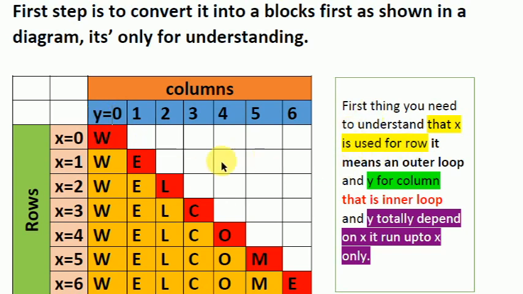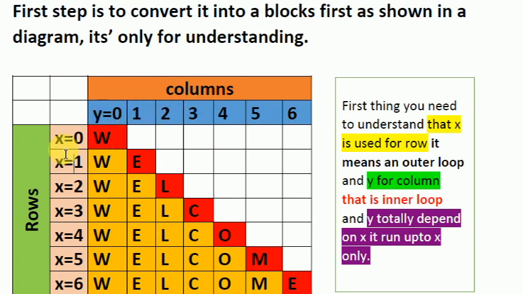First we need to know which one is the outer loop and which one is the inner loop. If you go through the previous loop questions, you've done left triangle, right triangle, 1, 1 2, 1 2 3. It is the same concept. For the outer loop I'm using X, and for the inner loop I'm using Y.